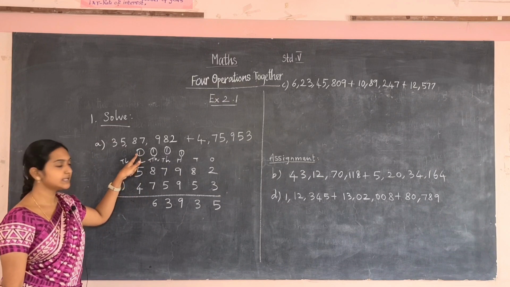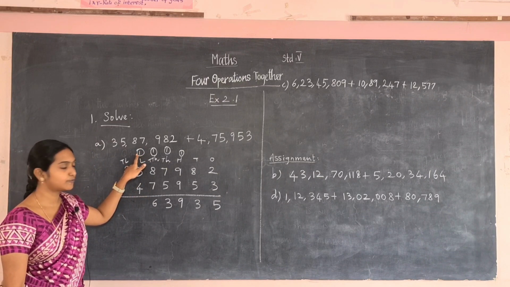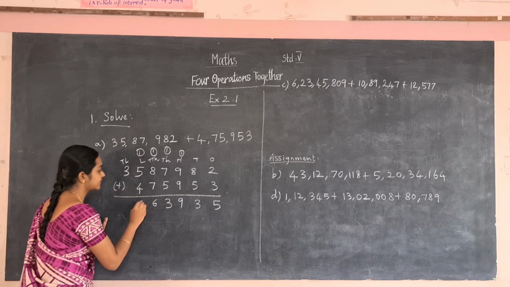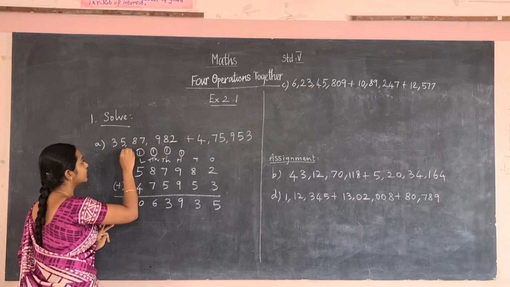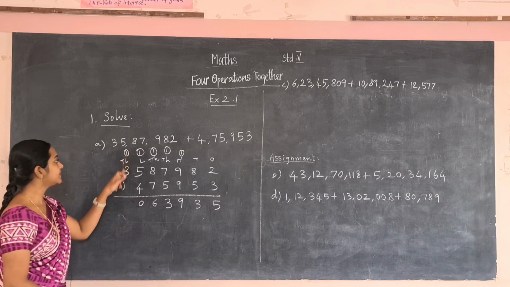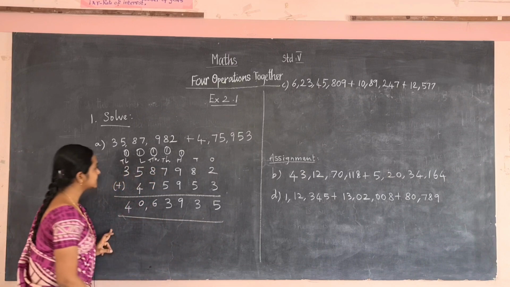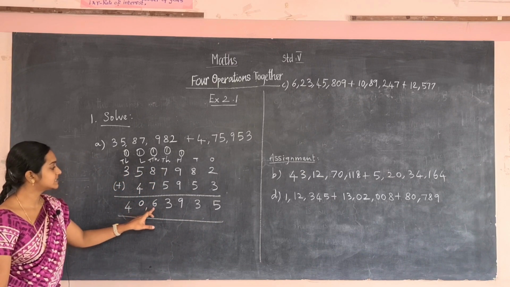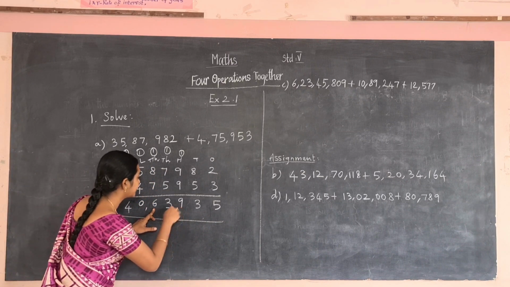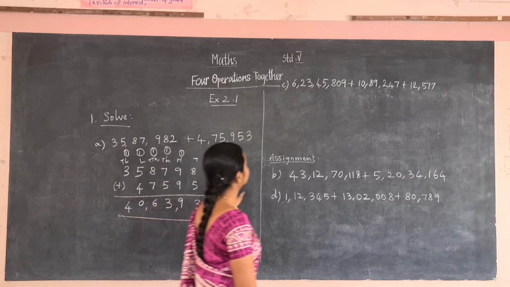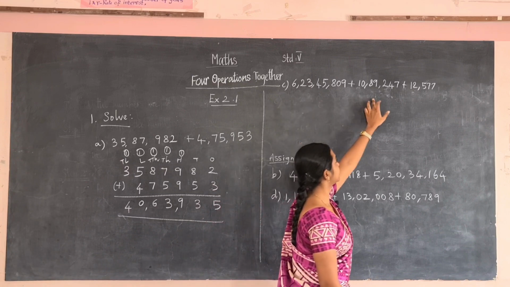5 plus 1 will be 6. After 6 count 4. That will be 7, 8, 9 and 10. Write 0 here and carry 1 to 10 lakhs place. 3 plus 1 will be 4. So the answer is 40 lakhs 63,935. Now we are going to add these three numbers.